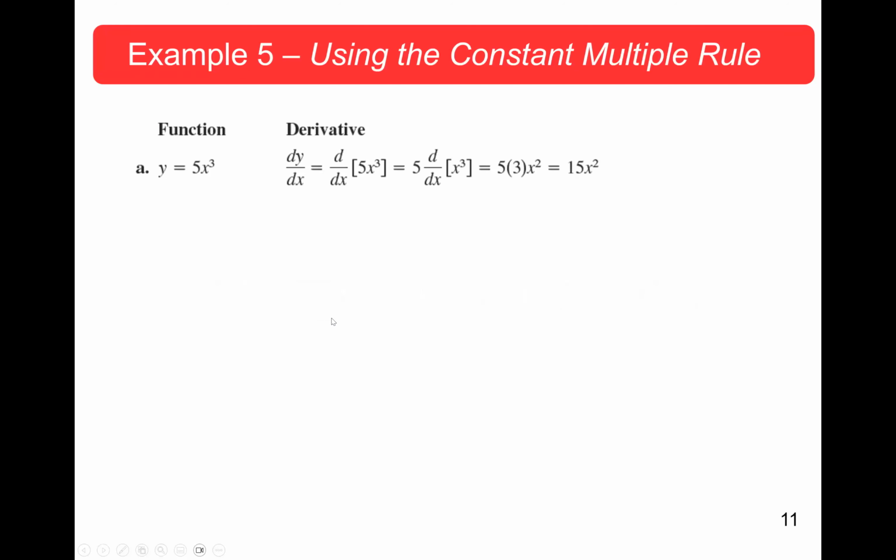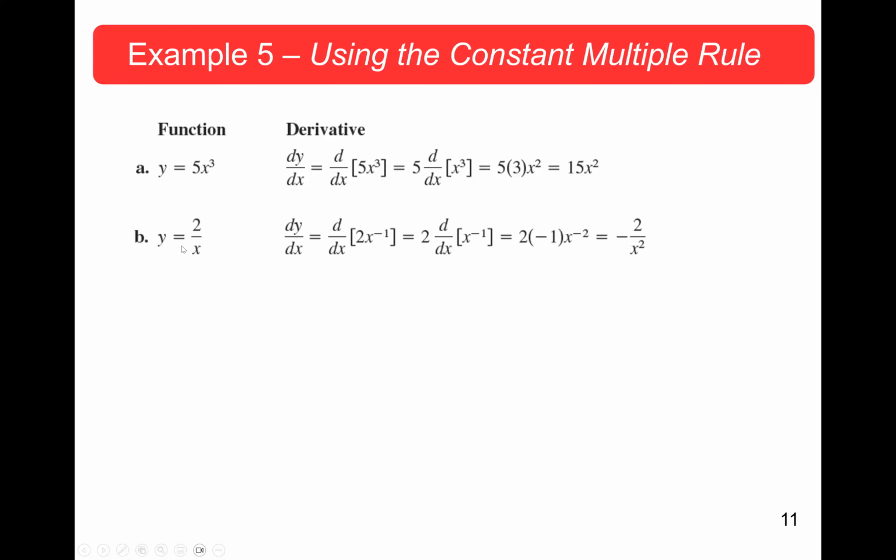So let's see an example. Here we have y equal to 5 times x cubed. We are not going to touch the 5. We leave the 5, then we find the derivative of x cubed. Now we know the derivative of x cubed will be 3x squared, because 3 minus 1 is 2. Then we can multiply 5 by 3, which gives us 15, and then the x squared.